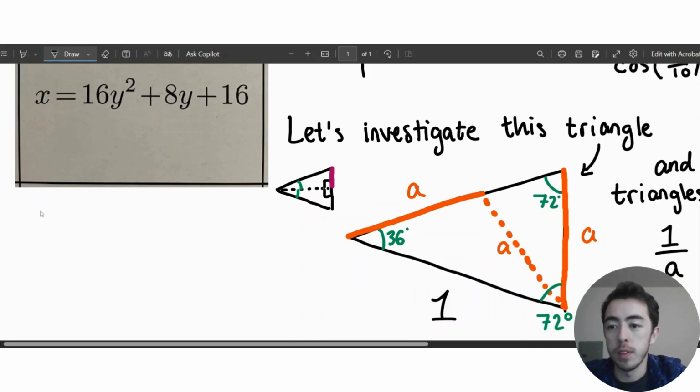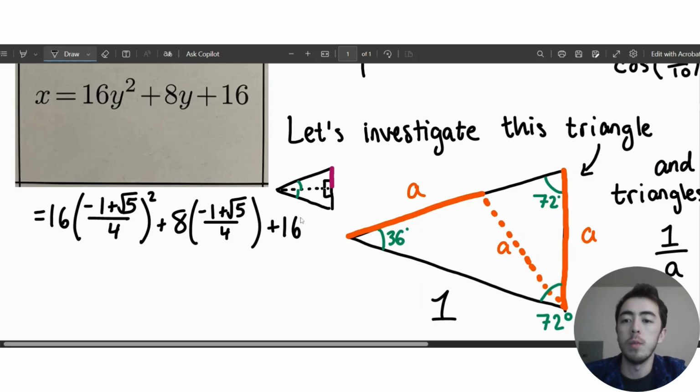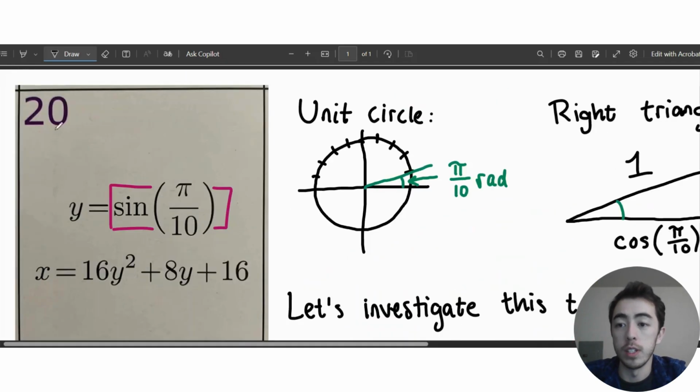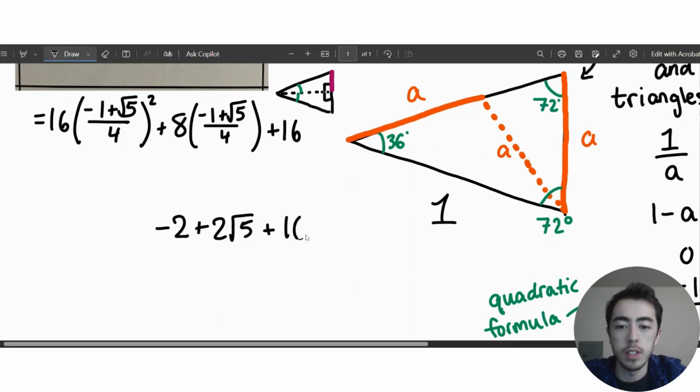Let's plug it in and see what happens. This should be equal to 16 times negative 1 plus root 5 over 4, squared, plus 8 times that same amount, negative 1 plus root 5 over 4, and adding a 16. Hopefully, all of this adds up to 20, because that's today's date. I will do the easier part first. I'm going to distribute this 8. Well, maybe I'll cancel it with the 4, because 8 divided by 4 is just 2. And I'll distribute a 2 on the inside here. So I'll get minus 2 plus 2 root 5. The plus 16 will stay.